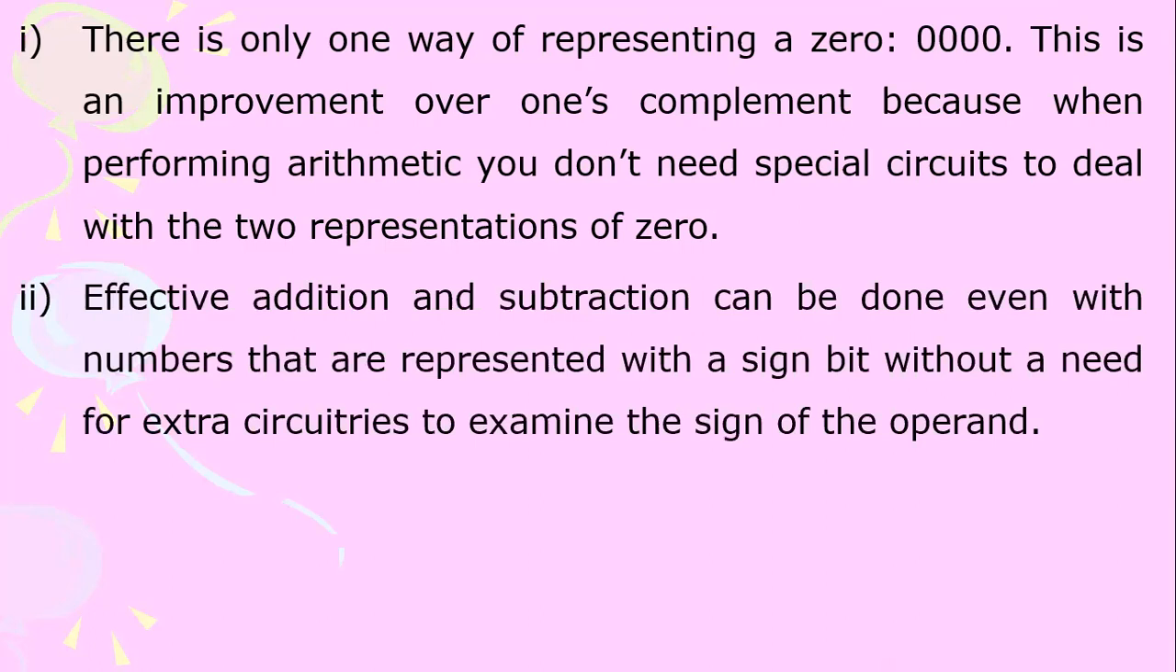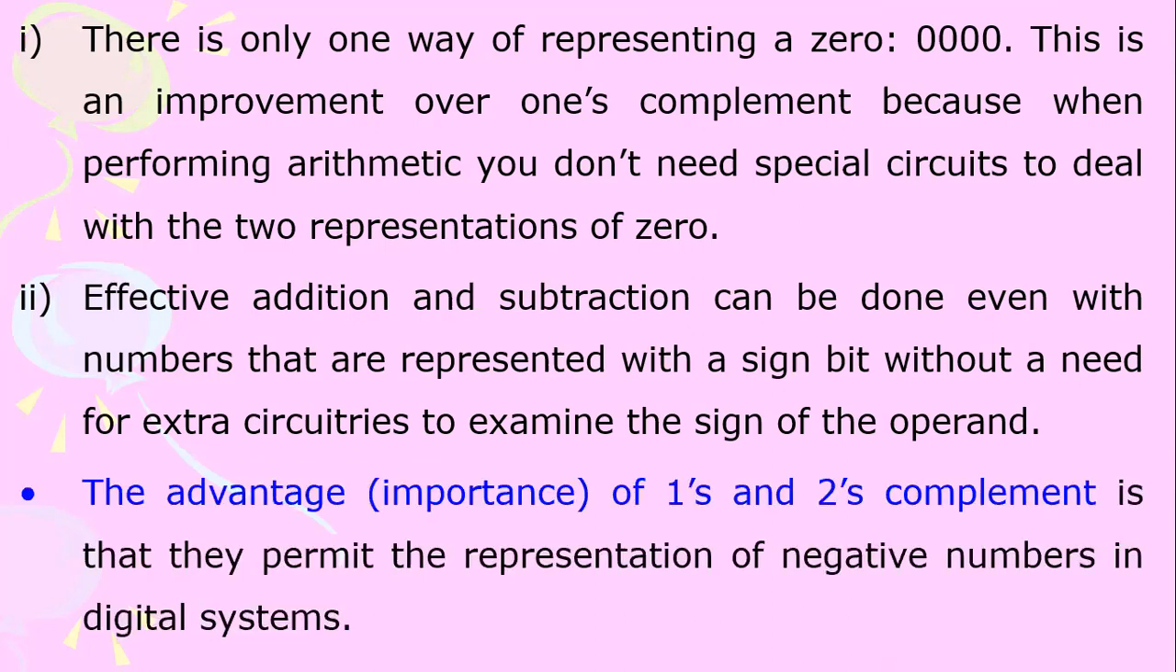Number 2 is that effective addition and subtraction can be done even with the numbers that are represented with a sign bit without a need for extra circuitries to examine the sign of the operand. So, the advantage or importance of ones and twos complement is that they permit the representation of negative numbers in digital systems.